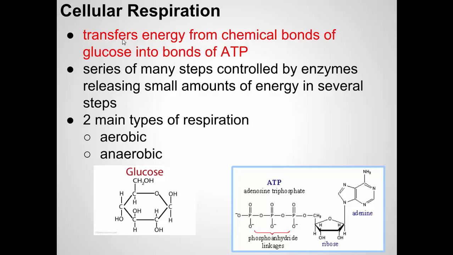There are 2 main types of respiration that we will talk about: aerobic and anaerobic respiration. The one we learned about in 7th grade, that was aerobic respiration. There's also another type called anaerobic. Aerobic respiration is respiration that requires oxygen. Anaerobic respiration does not use oxygen.